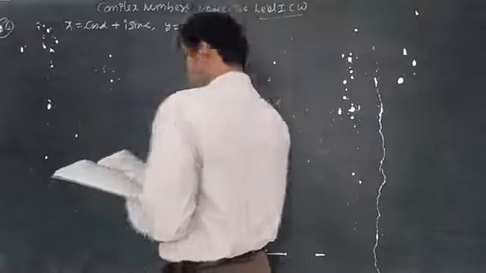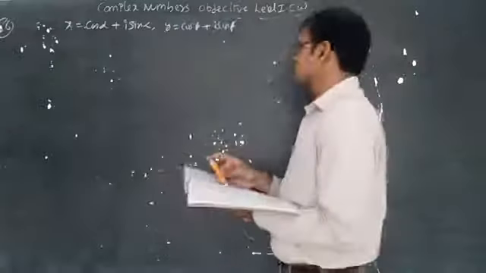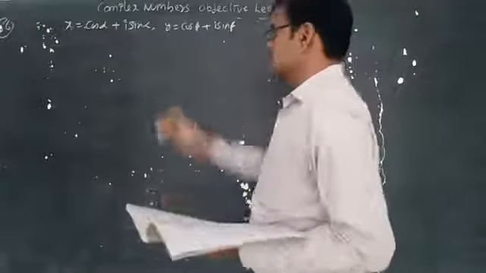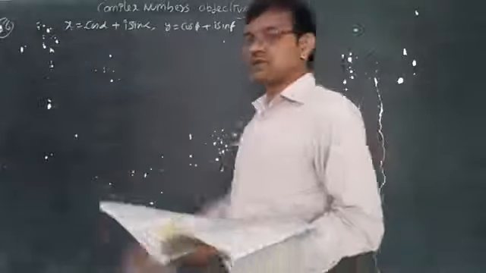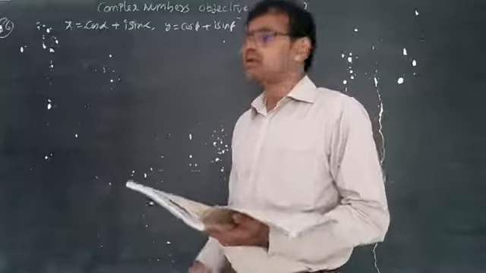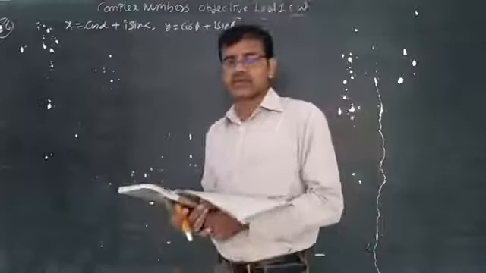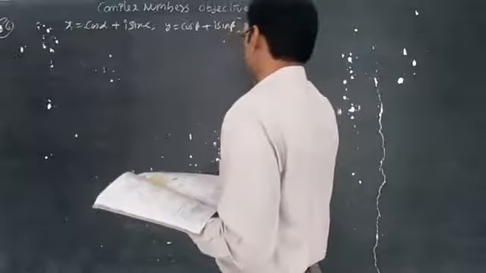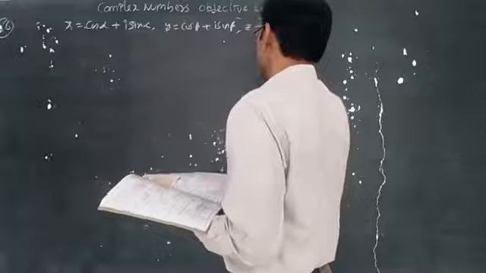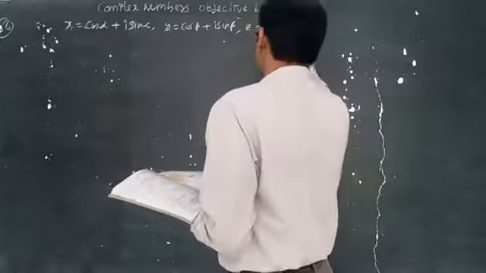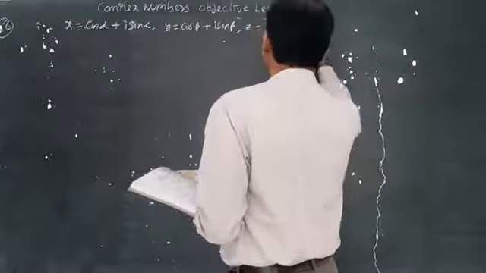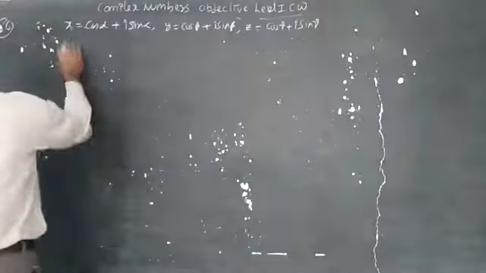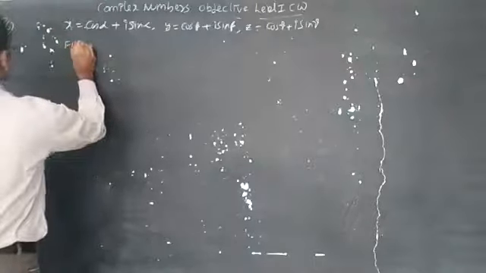In the IIT question, in complex numbers exercise 1a, we have proved a small result. Whenever x is equal to cos alpha plus i sin alpha, then 1 by x is equal to cos alpha minus i sin alpha. So x plus 1 by x becomes 2 cos alpha, and x minus 1 by x becomes 2i sin alpha. In a similar way, y is equal to cos beta plus i sin beta, and z is equal to cos gamma plus i sin gamma.